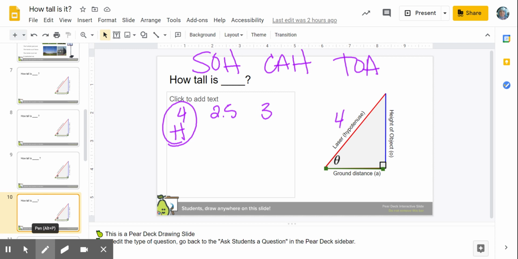I'll give you a hint, it really doesn't matter. I just fill it in. 2.5 is now the O because it's opposite from the angle we're looking for. And the 3 is the A because it's adjacent. Now we got to pick a function. Do we want to use sine, cosine, or tangent? Again, it doesn't matter because we've got all 3 sides.